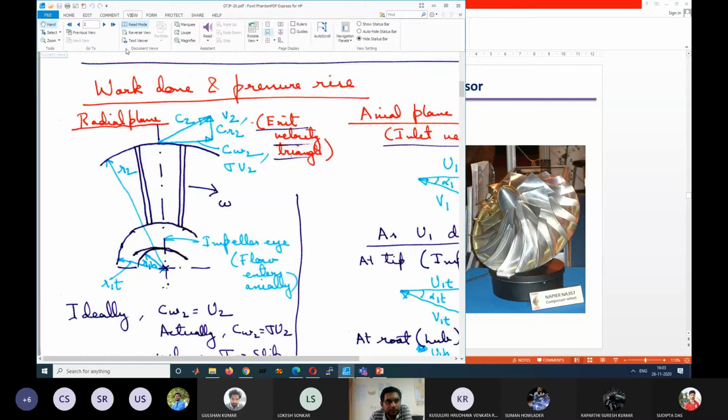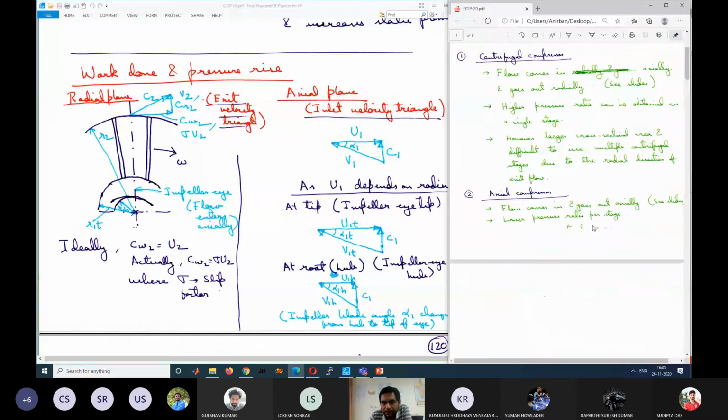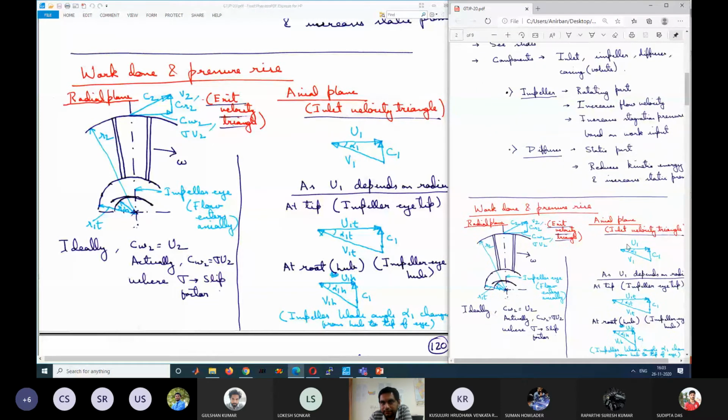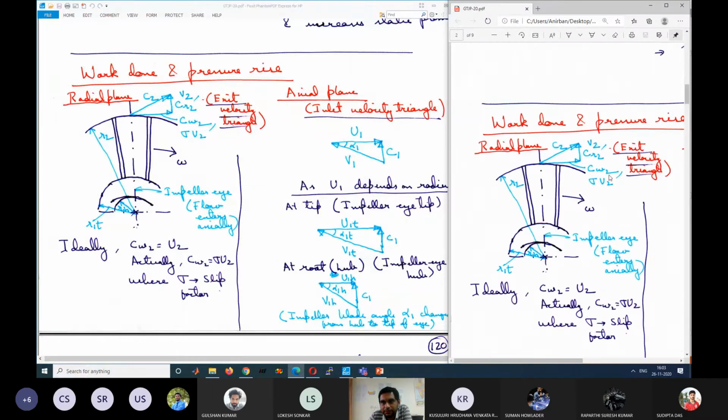Tangential component, sir. Just a second. Let me just reduce the size, so that I can keep the picture open on the right hand side. We'll keep on referring to this picture.